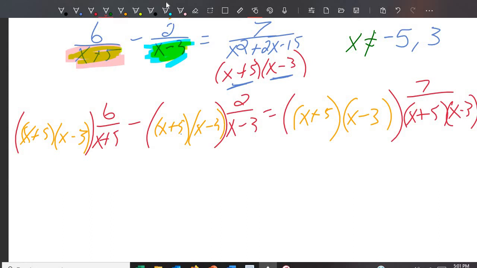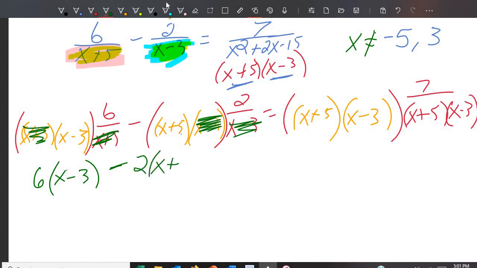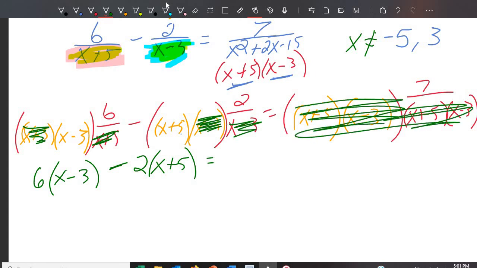Now we can start crossing things out. We can cancel out this X plus 5 in the bottom with the X plus 5 in the parentheses. We're left with a 6 times an X minus 3. Got a minus sign. This X minus 3 cancels out with the X minus 3 in the parentheses. Then we've got a 2 in front of an X plus 5. On this side, it's designed to cancel everything out, so you're only left with the 7.